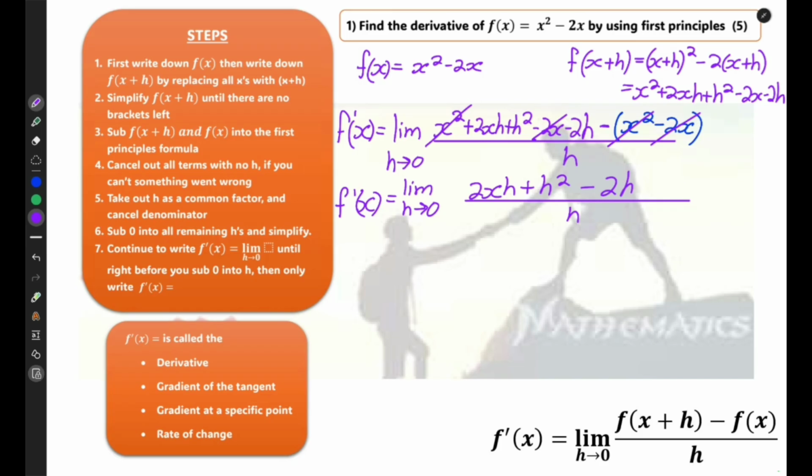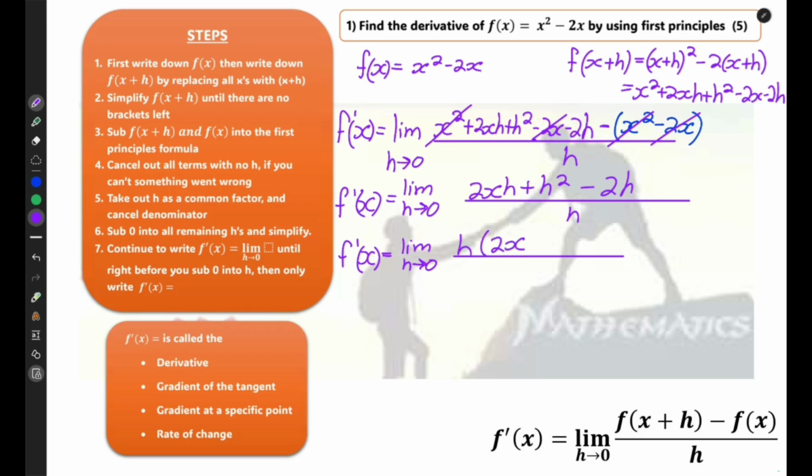But because there's an h at the bottom, and it's the only thing in my denominator, if I sub it in now, I am going to get undefined answers. And we can never have that in math. So I just need to wait a little bit before I can sub in. Step 5 says I now need to take out h as a common factor. That's exactly what I'm going to do.